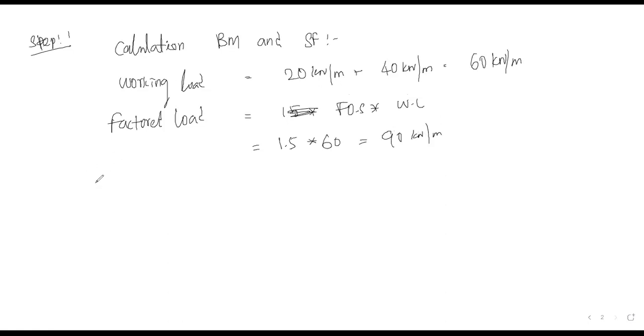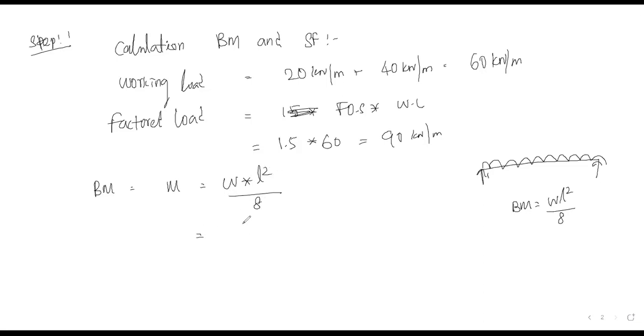So now let us move on to the bending moment calculation, that is M. For the simply supported beam with the UDL throughout, the bending moment is equal to WL squared by 8. So W is 90, L squared is 5 squared, divided by 8. It becomes 281.25 kilonewton meter. So this is our moment value.